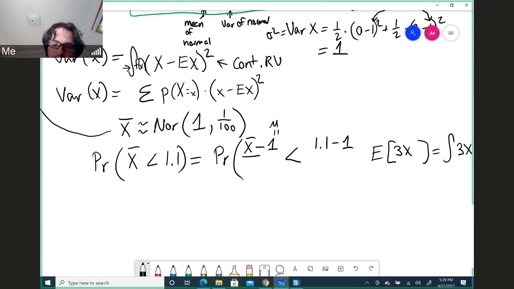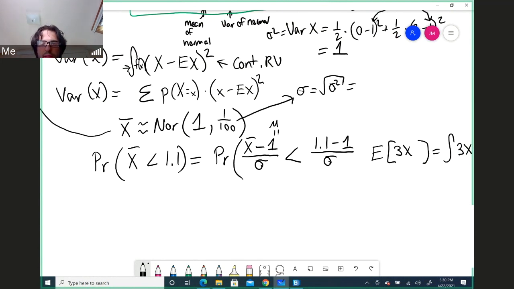And we can also divide by sigma, I believe, if I'm not mistaken. Actually, no, it's not sigma. Yeah, it is. It's divided by sigma, right? And so divide this by sigma as well. And sigma is equal to the square root of sigma squared, which in this case, for this sigma squared that we have here, means that sigma is equal to 1/10.